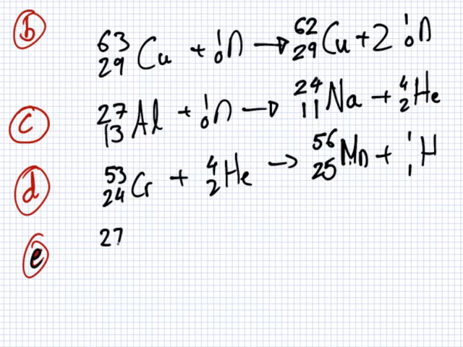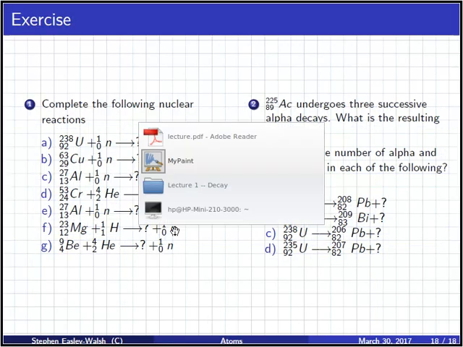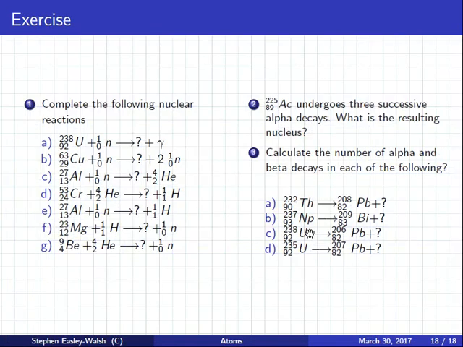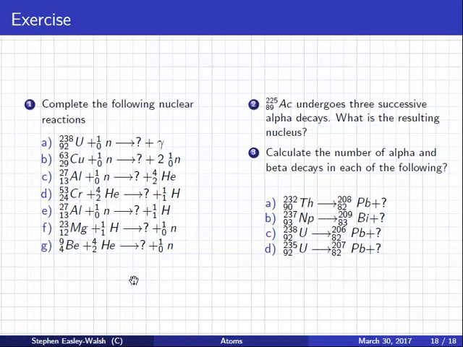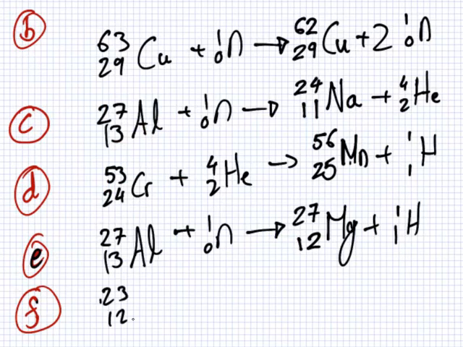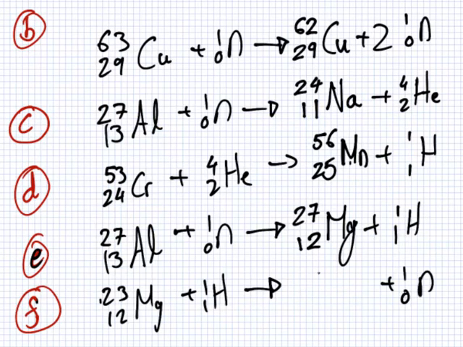Back to aluminium, 27.13 aluminium plus a neutron becomes something with the hydrogen. Well, the total is 28 and you have one here, so it has to be 27, and the total here is 13 and you have one here, so it has to be a 12. Magnesium. Okay. There's magnesium there. 23.12 magnesium plus a hydrogen is something plus a neutron. So we have 24, that means this one has to be 23. Here we have 13 and that's a 0, so this one has to be 13, and 13 is aluminium.